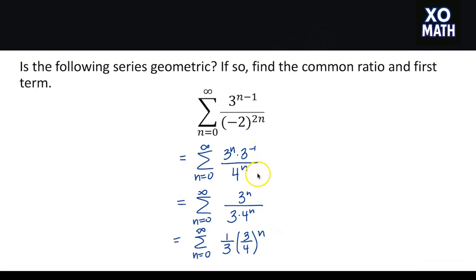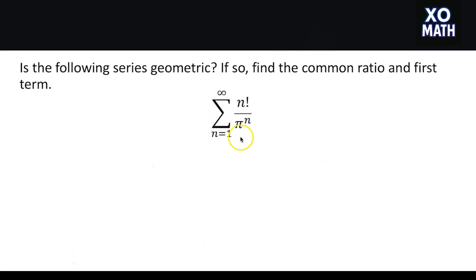So I did definitely a lot of work just to really show where this is coming from, but I do have ar to the n. So this is geometric. So yes, this is geometric. And the common ratio is what is raised to the n power. So we have 3/4. And the first term, again, can always be found by substituting in the starting index into n. So (3/4) to the 0 is 1, but there's this 1/3 in front, so the first term is 1/3.